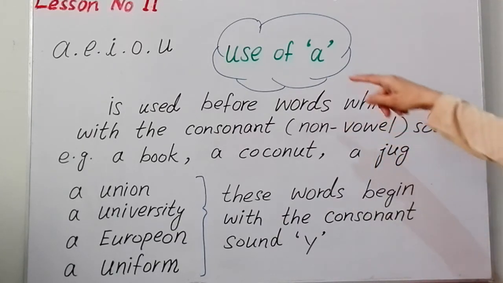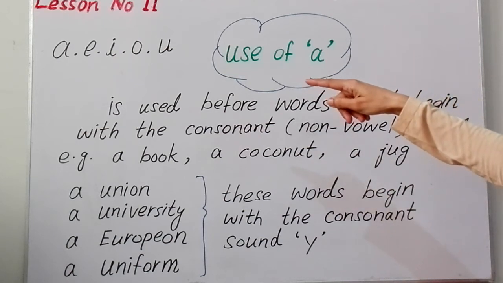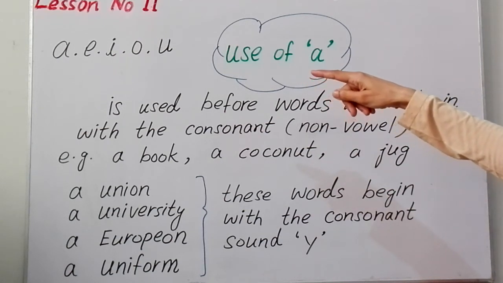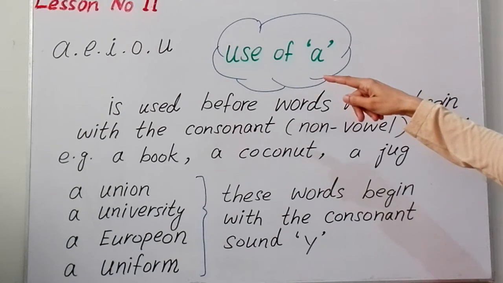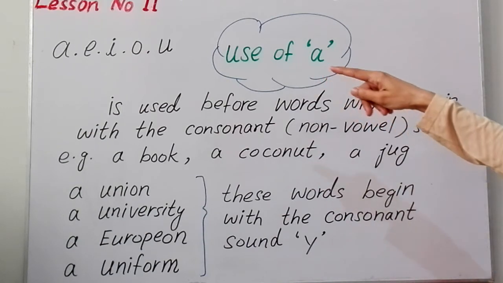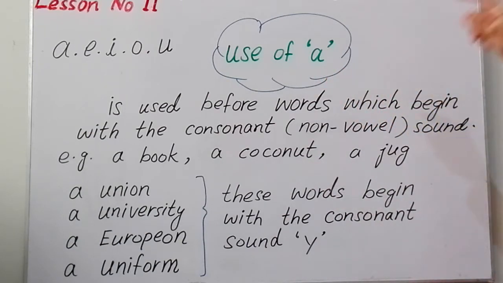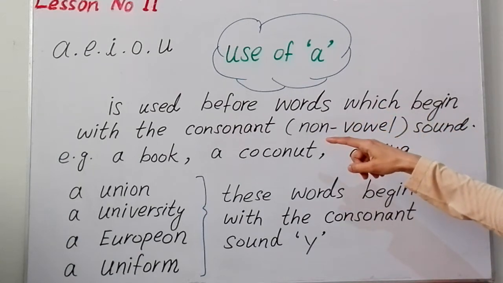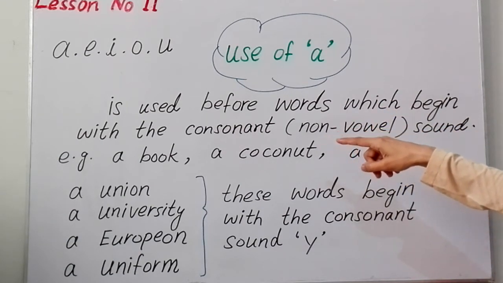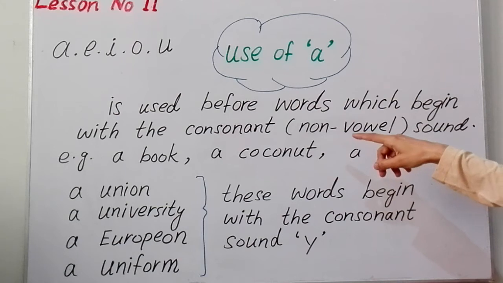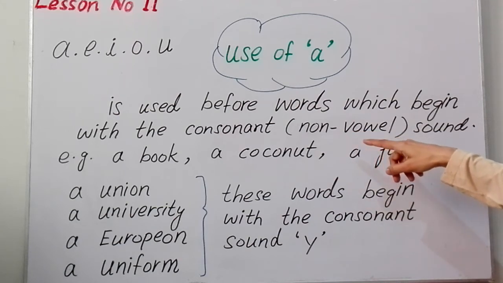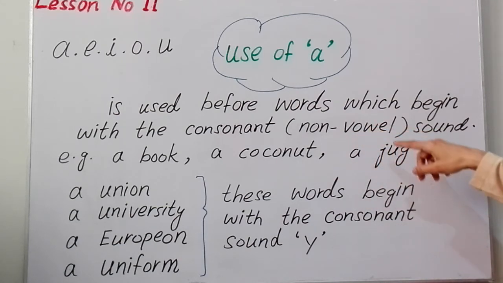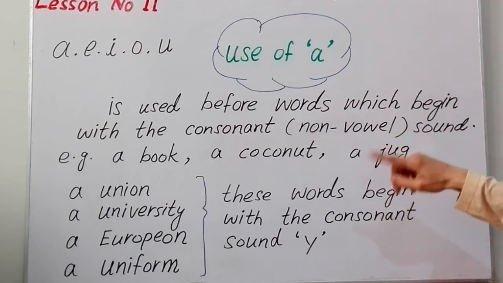Non-vowel sound means these are the vowels. I think you may be watching this: A, E, I, O, U. This is vowel, and these all are vowels. Okay, and now we are going to talk about consonants. The letters which are consonants are non-vowel. When we see these words and they start with a non-vowel sound, we use "a" here.